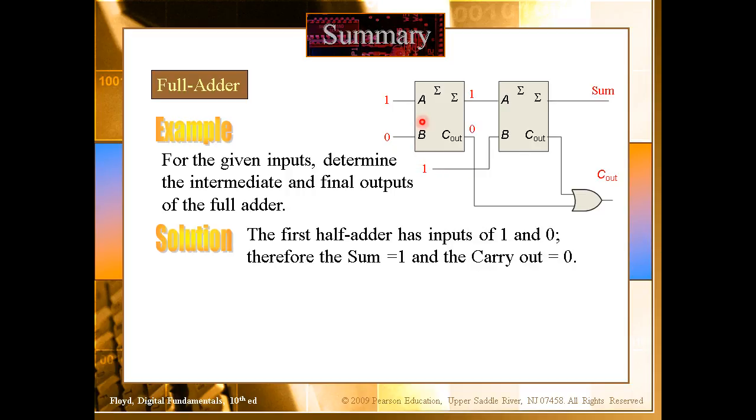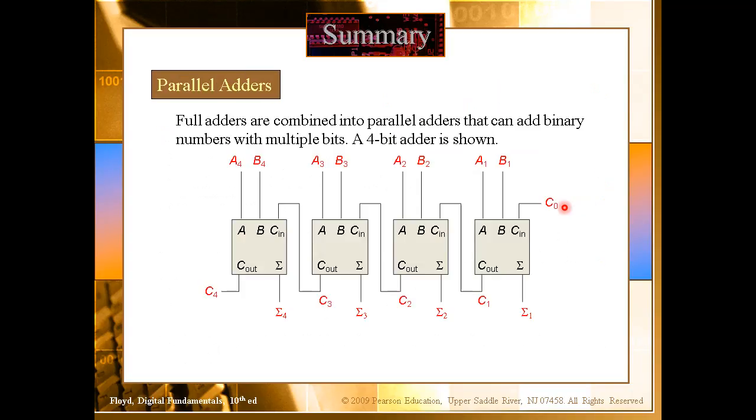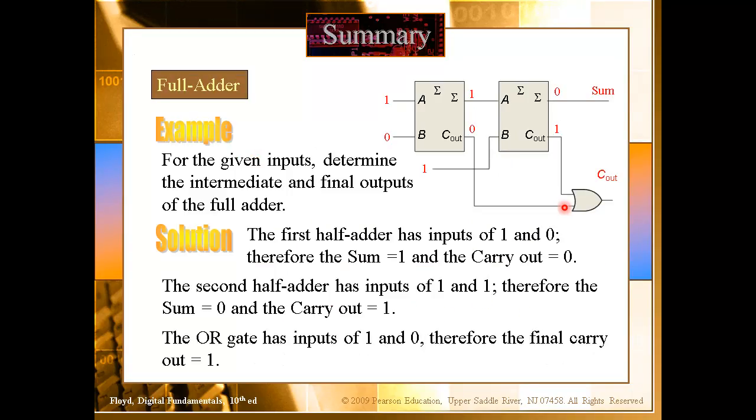So if you are adding 1 and 0, your sum should be 1, right? And your carry should be 0 here. And then this sum is added to the carry again here. So now you are adding 1 plus 1, so your sum should be 0 and carry should be 1. Now if you look at this one, you have a carry of 1 here and you have a carry of 0 from the other half adder, so that means the final carry should be 1. Okay.